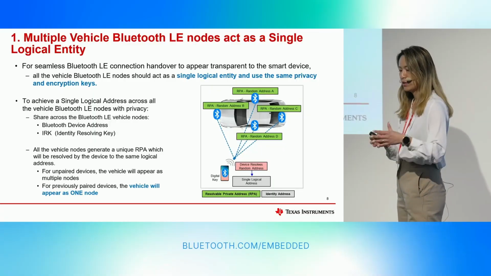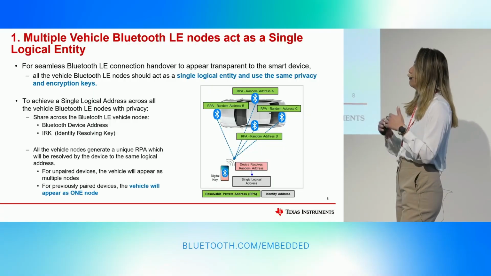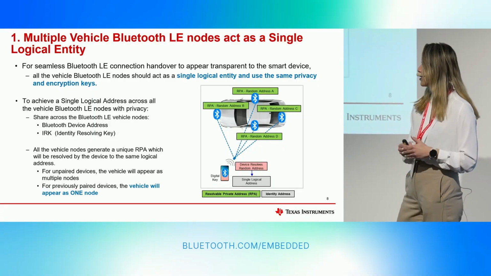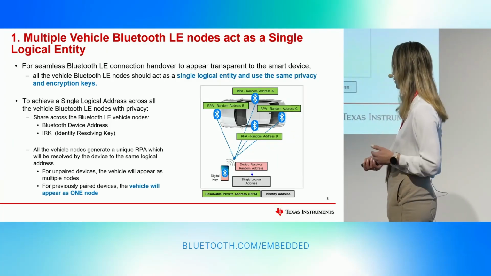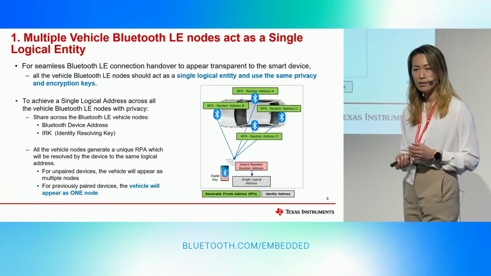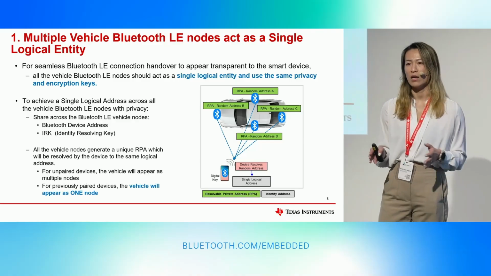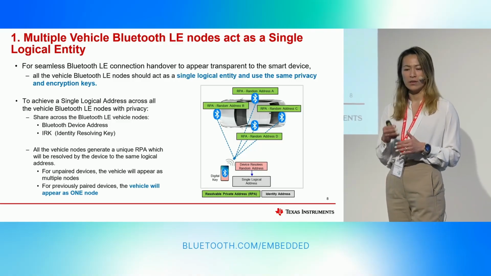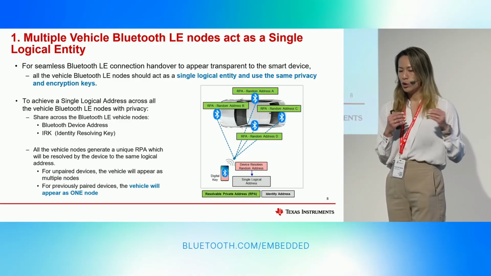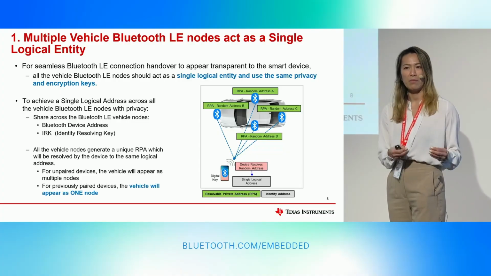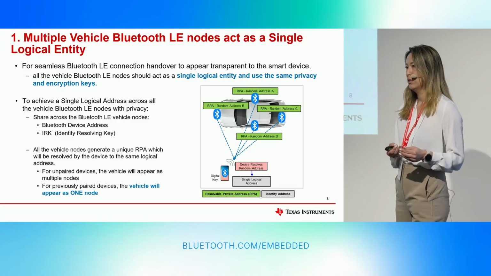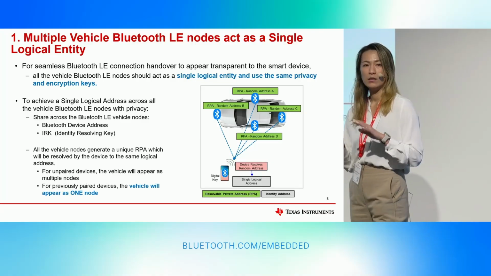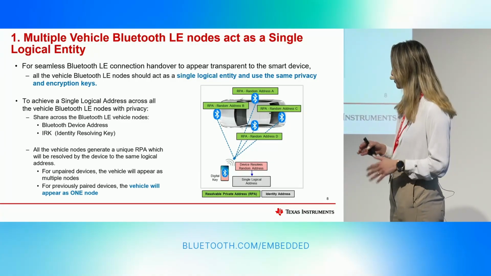On top of that, because you want privacy, we increase the security of the connection. So all the devices need to share something we call the identity resolving key, IRK. Everyone needs to have the same IRK. That means that once I connect to node A or node B, I have the same IRK, and I will resolve into the same Bluetooth device address. So for the phone, it will be the same entity.